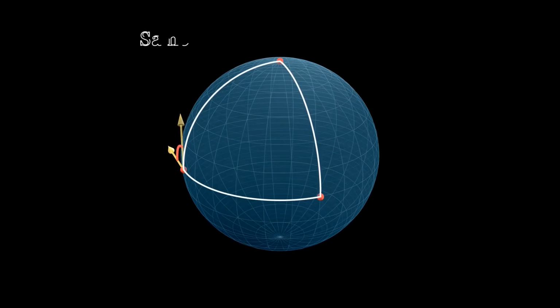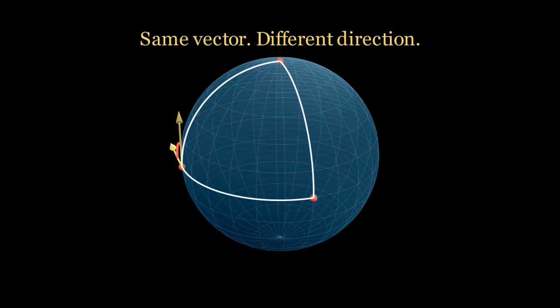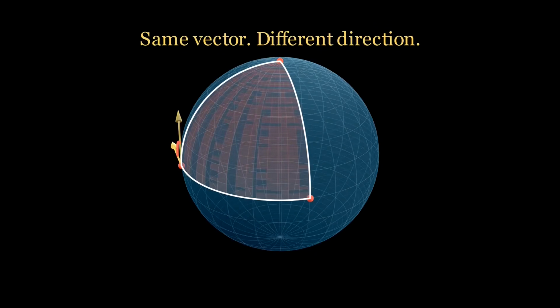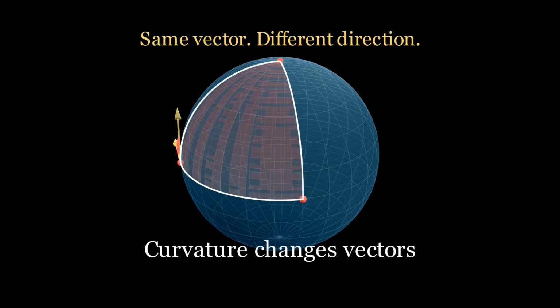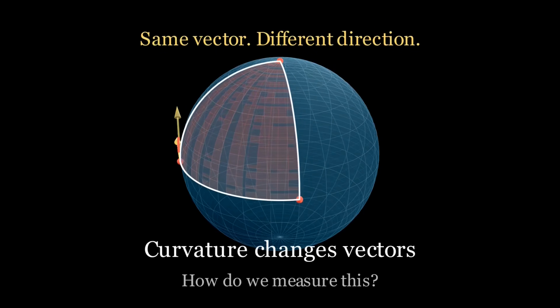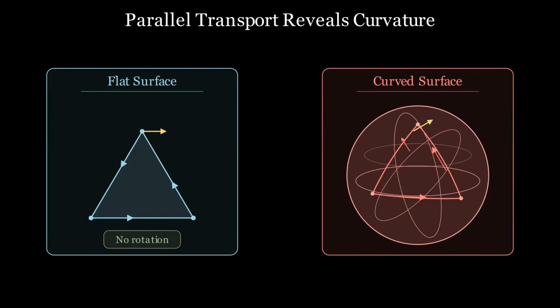Look closely. It's the exact same vector, but it's pointing in a completely different direction. This rotation is the fingerprint of curvature. The angle it turns is directly tied to the area inside the loop. So, how do we measure this? Here's the payoff. When we complete the loop on a flat surface, the vector returns unchanged. But on a sphere, something remarkable happens. The vector rotates. This rotation angle is the signature of curvature itself.